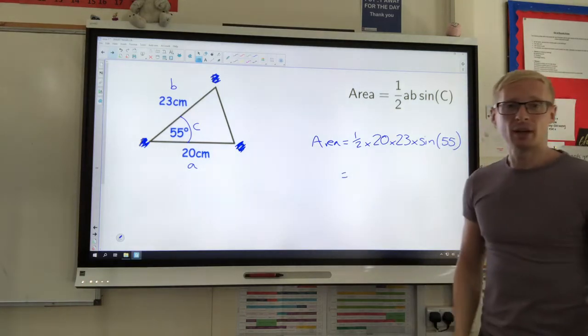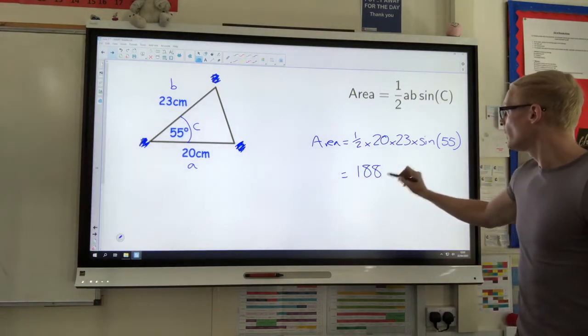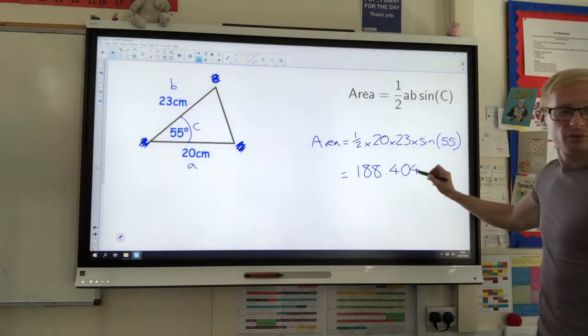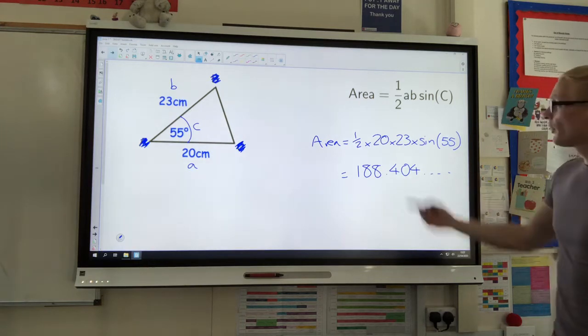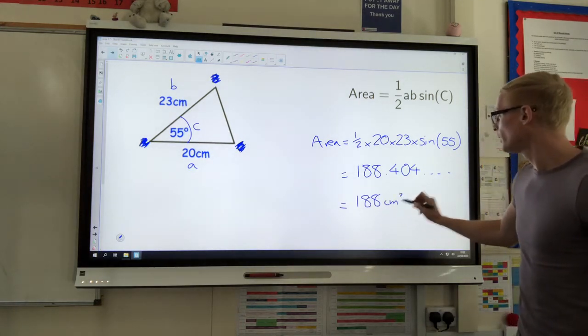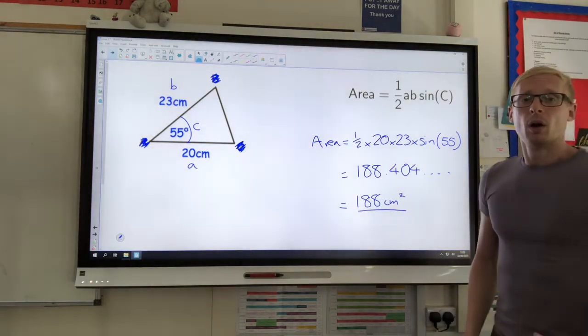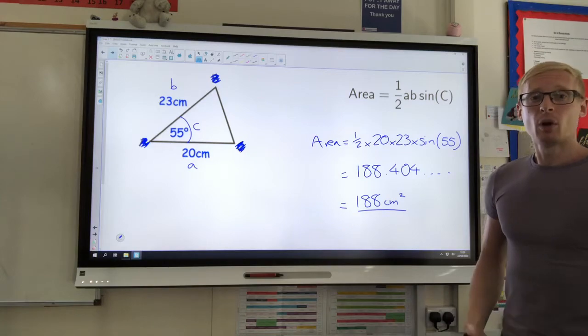Okay, type that into your calculator, let your calculator do the work. When you type that in, you get 188.404. Three significant figures, we'll call that 188 centimetres squared. So that's the area to that one. So you can copy that one into your books if you like.